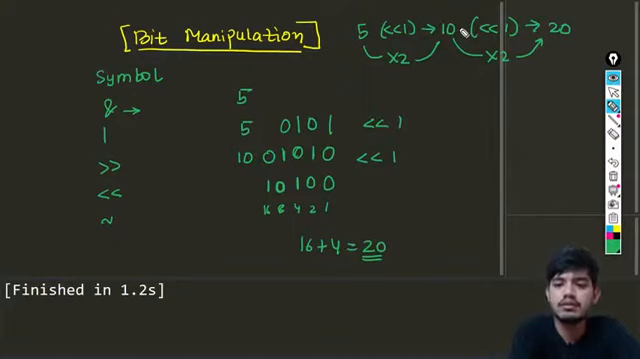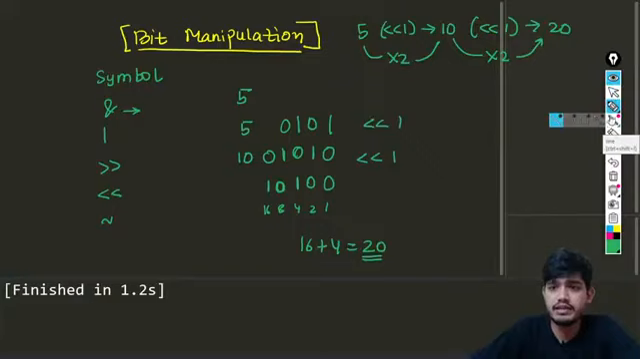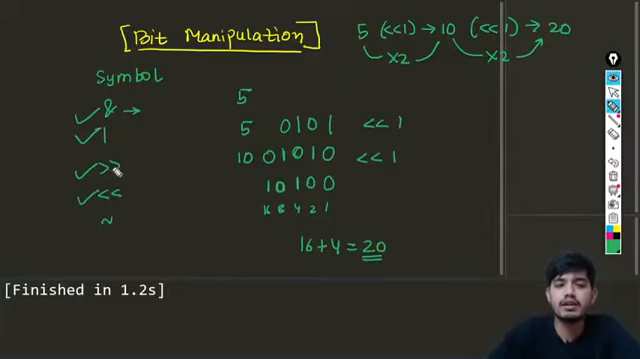Okay, so I hope now let us move ahead and talk about some other things. Now we have talked about all of these values, right? So we covered the AND and OR operators, and we have talked about left shift. Now you can easily guess what the right shift operator will be.